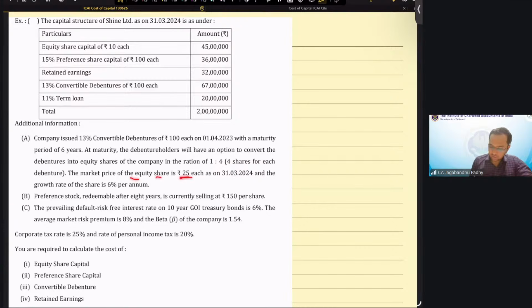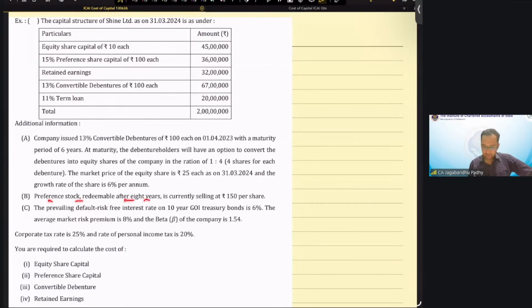Market price of the equity share is 25 each as on 31st March 2024, and the growth rate of share is 6% per annum. So every year the share price is growing by 6%.